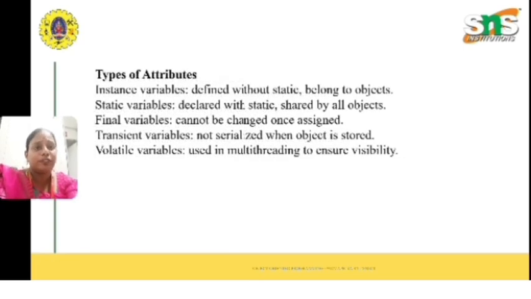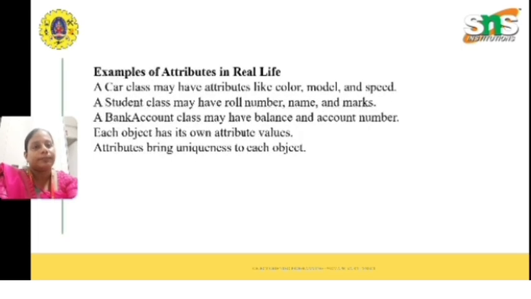And what are the types of attributes? They are instance variables, static variables, final variables, transient variables and volatile variables. These are all the types of attributes. What are instance variables? They are defined without static, and they belong to objects. Static variables are declared with static, shared by all objects. Final variables cannot be changed once assigned. Transient variables are not serialized when the object is stored. Volatile variables are used in multi-threading to ensure visibility.